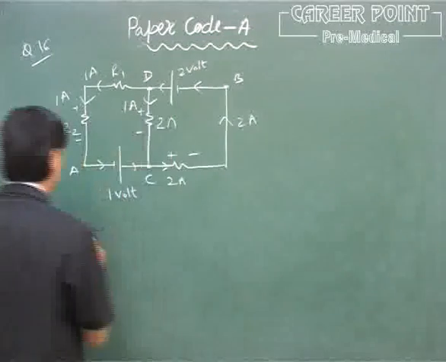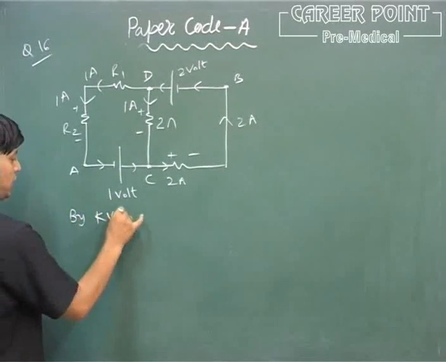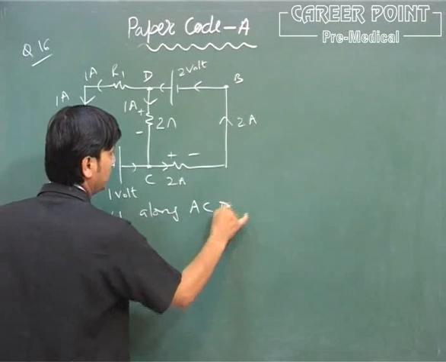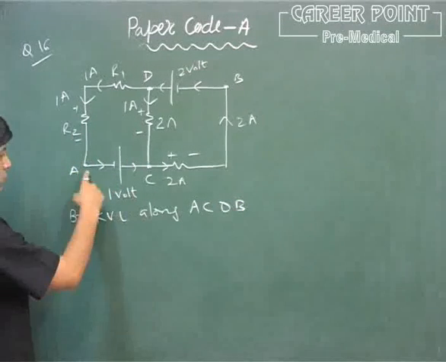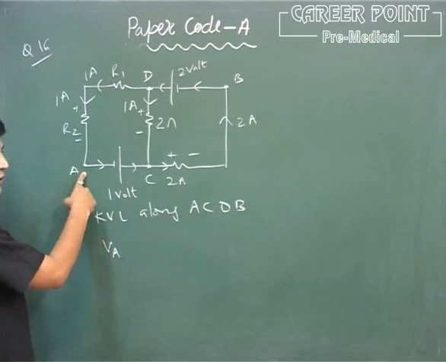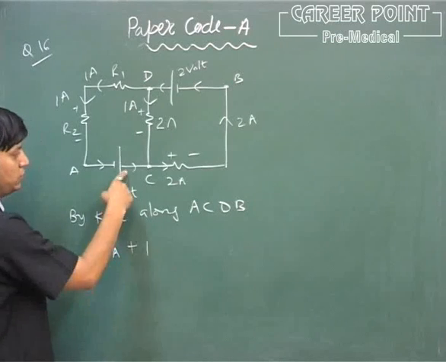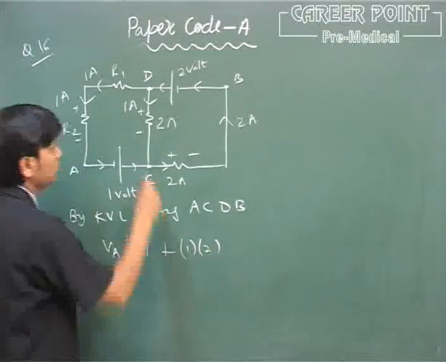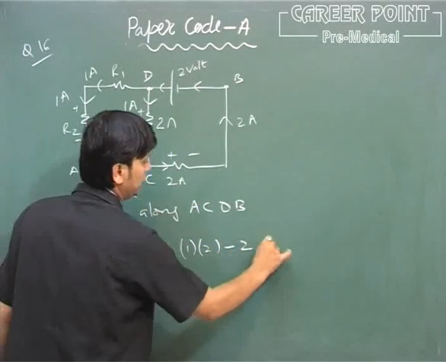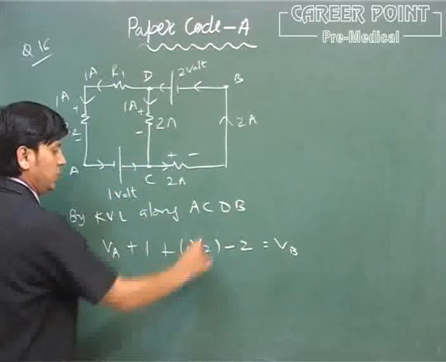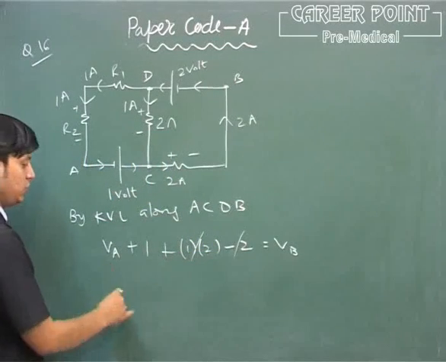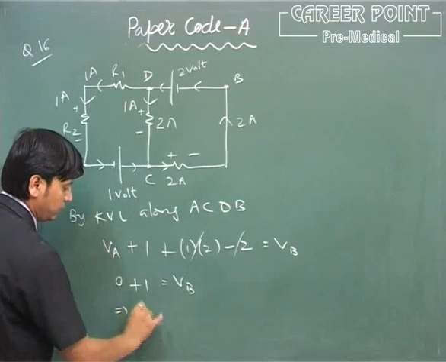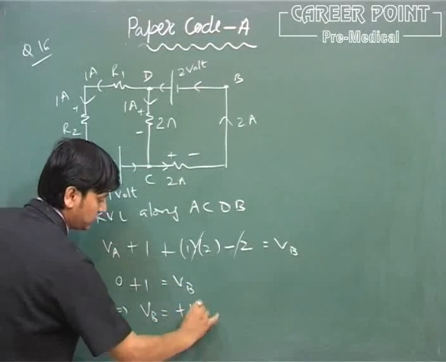So by KVL along ACDB, what do we have? Potential of the initial point VA, plus 1 volt, plus 1 into 2, minus 2, that is equal to VB. Definitely these cancel out, and VA is provided as 0. So 0 plus 1, that is VB. So finally VB is going to be plus 1 volt.